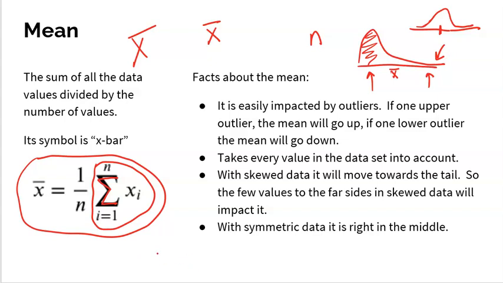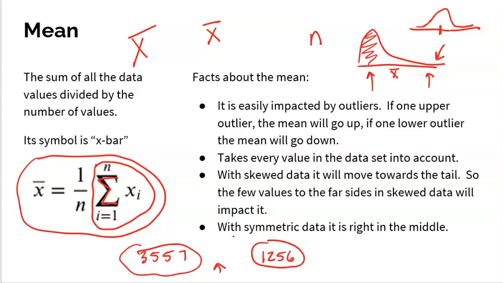If you don't believe me, just do something like this. If you find the mean of 3, 5, 5, and 7, just trust me, the mean of this data is 5. But if I were to add a sixth value, like 1,256, now all of a sudden the mean is going to jump way up, and it's not going to be anywhere near these values, nor even near this value. It's going to move to the right because of that one really, really big outlier.